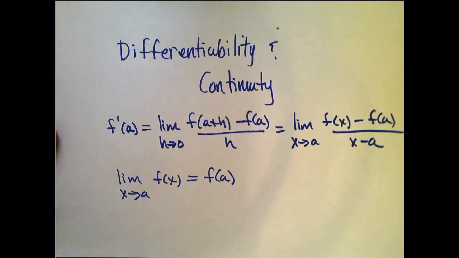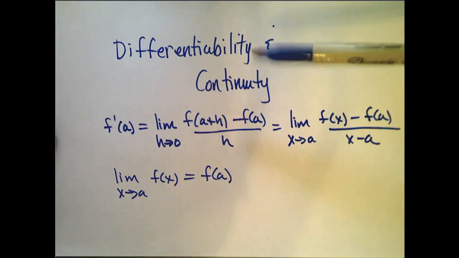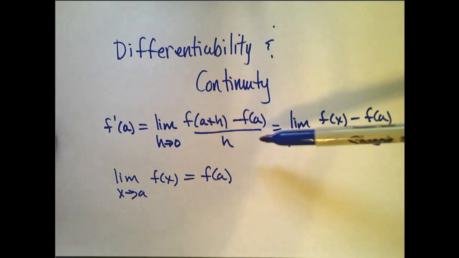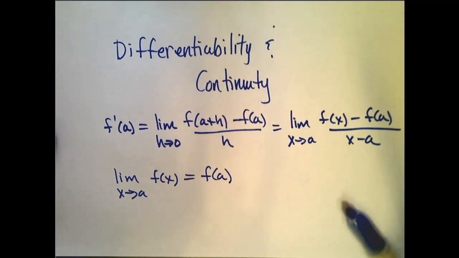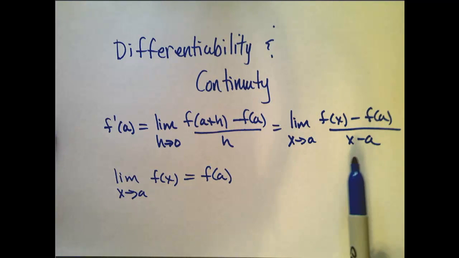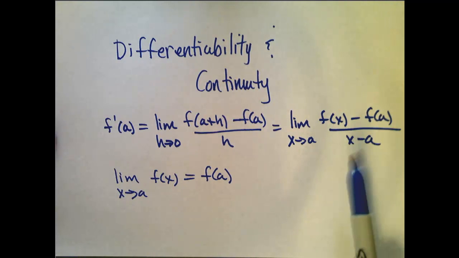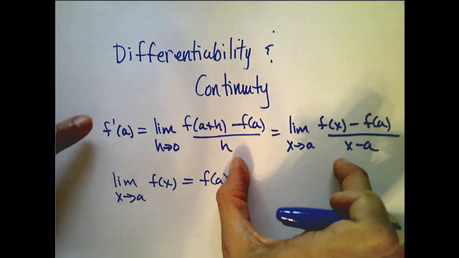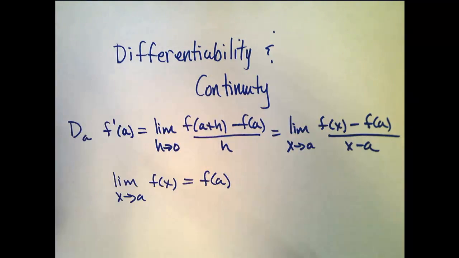In this video, we are going to talk about differentiability and continuity. Remember, for a function to be differentiable at a, this limit, the limit as h goes to 0 of f of a plus h minus f of a over h, exists. And don't forget our equivalent way to write this same limit, the limit as x goes to a of f of x minus f of a over x minus a. If this limit exists, then we say that f is differentiable at a.